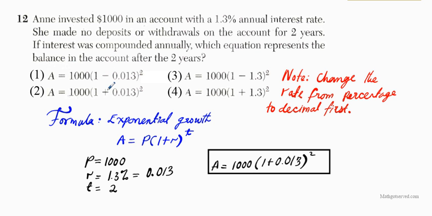For growth, this is interest. Interest indicates growth. Your money is growing in value. That's why it's an exponential growth scenario. So don't forget to change your rate from percentage to decimal before you input it into the equation. Okay, so following those guidelines, our correct answer will be option number 2.